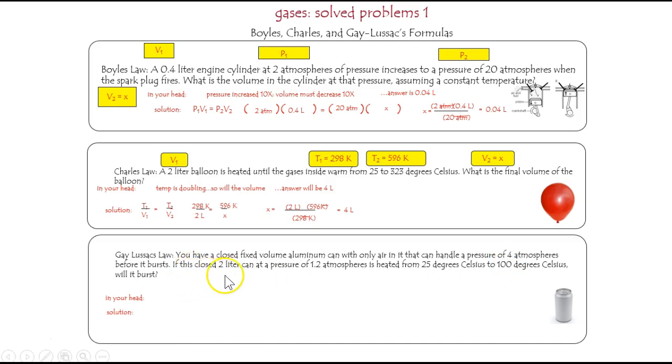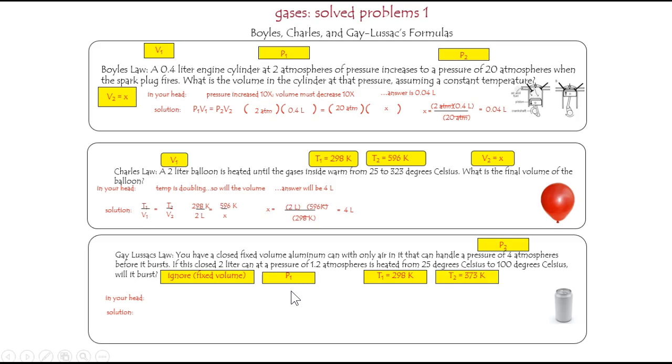If this closed 2-liter can, there's my volume, right? At a pressure, oh, and I should ignore it. Yes, I forgot that. It can't expand, so it doesn't matter, right? At 1.2 atmospheres, that's our original pressure, goes from 25 to 100.